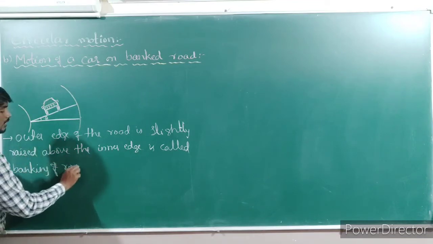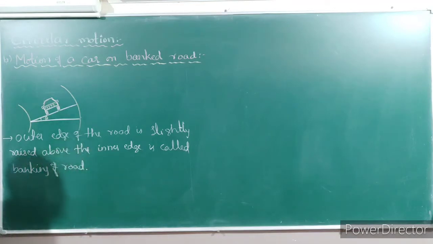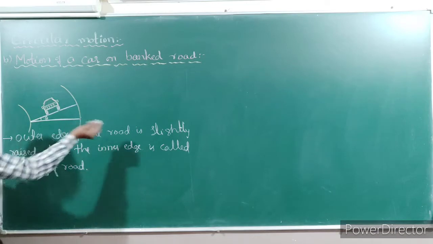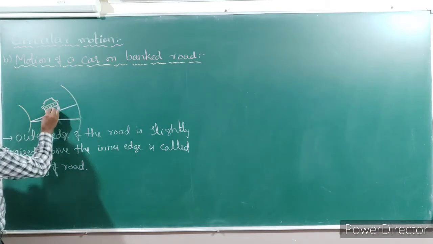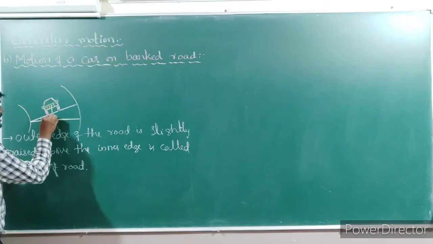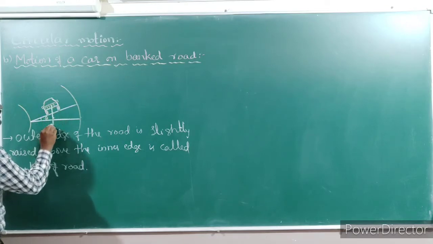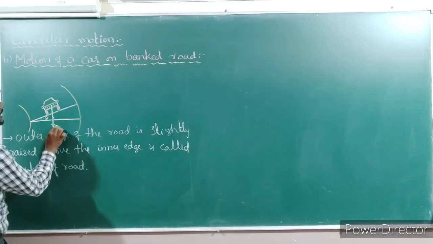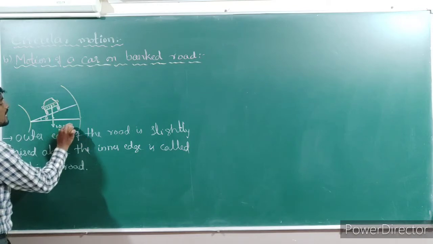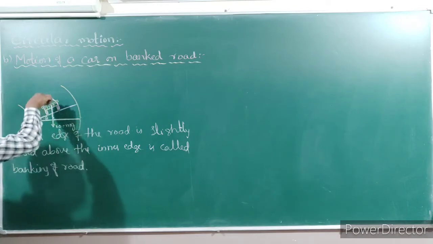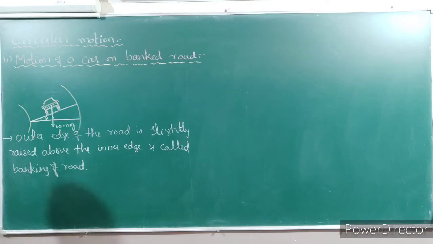Banking of road. Then look at this. Again we discuss the same concept we discussed in the previous application. If I take this, this is the mass. If m is the mass of the car moving with uniform velocity, then its weight is given by W equal to mg, which is acting vertically downward.